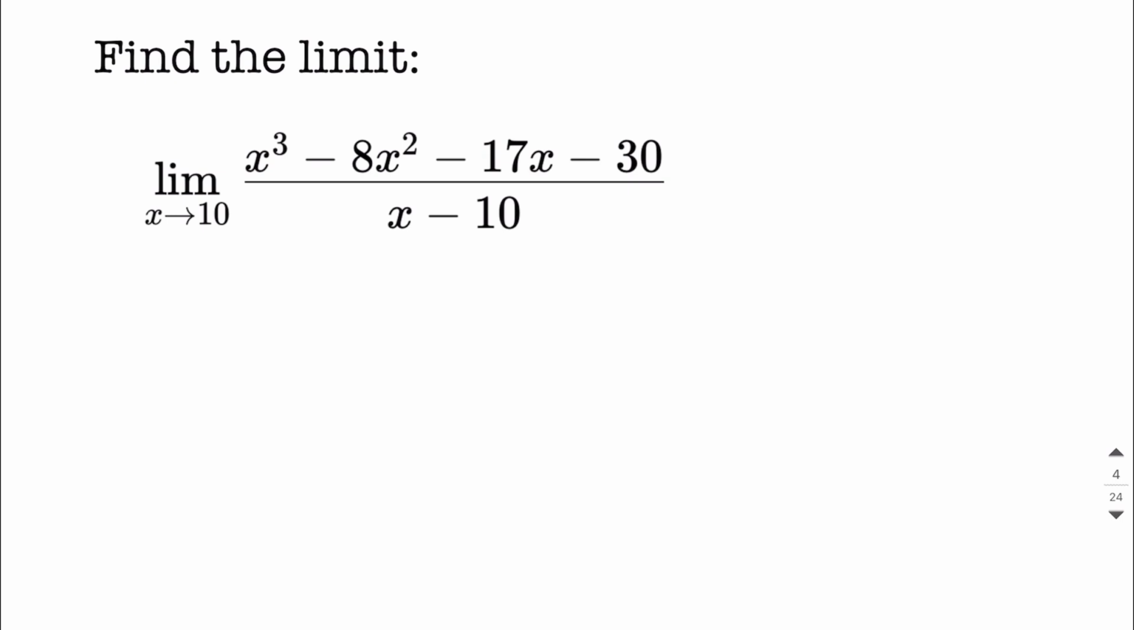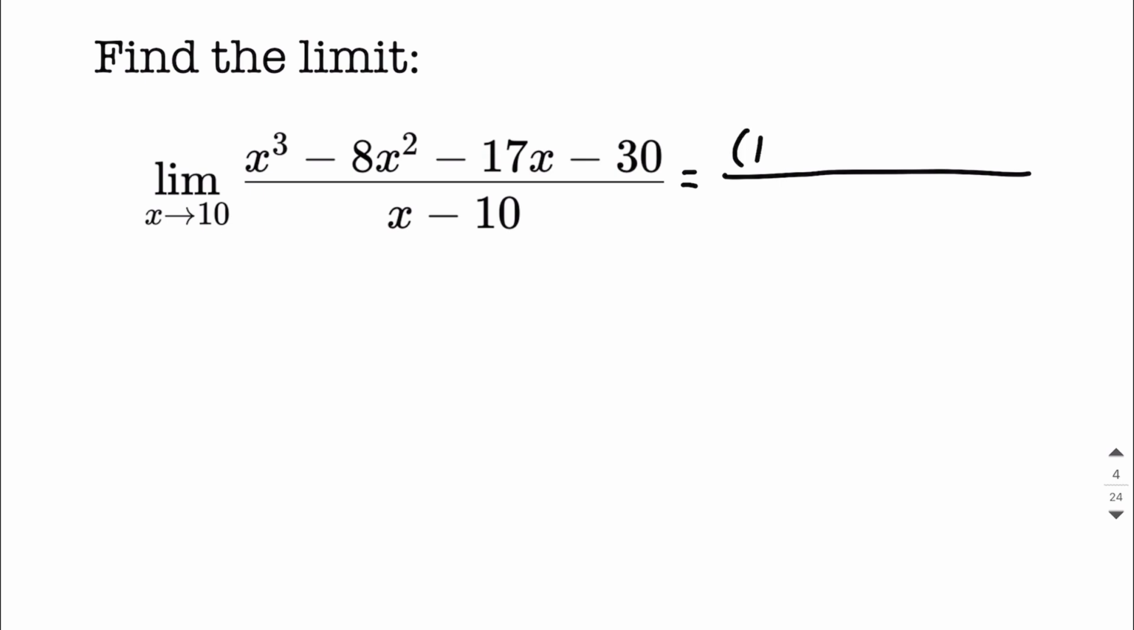Okay, let's walk through the steps of finding this limit as x approaches 10 for this third degree polynomial divided by first degree x minus 10. So the very first thing we always want to do when we're starting with limits approaching numbers is replace each one of the variables with whatever value it's approaching.